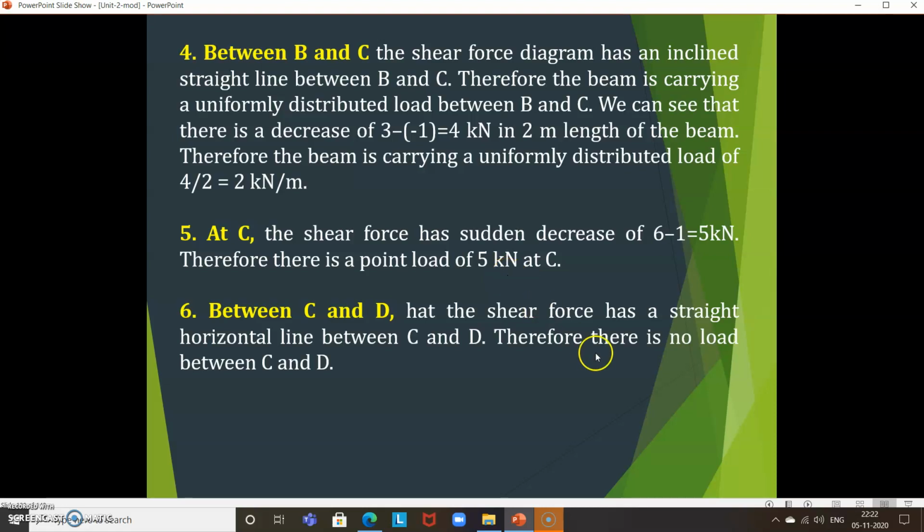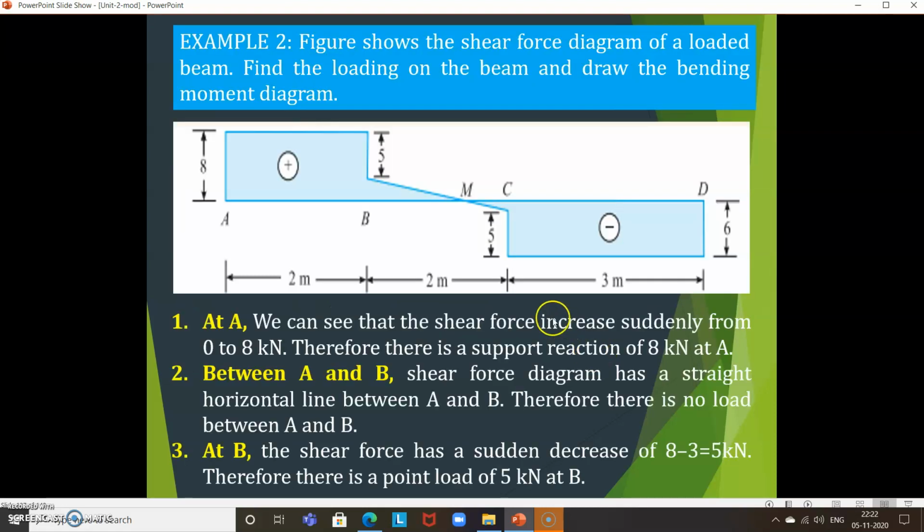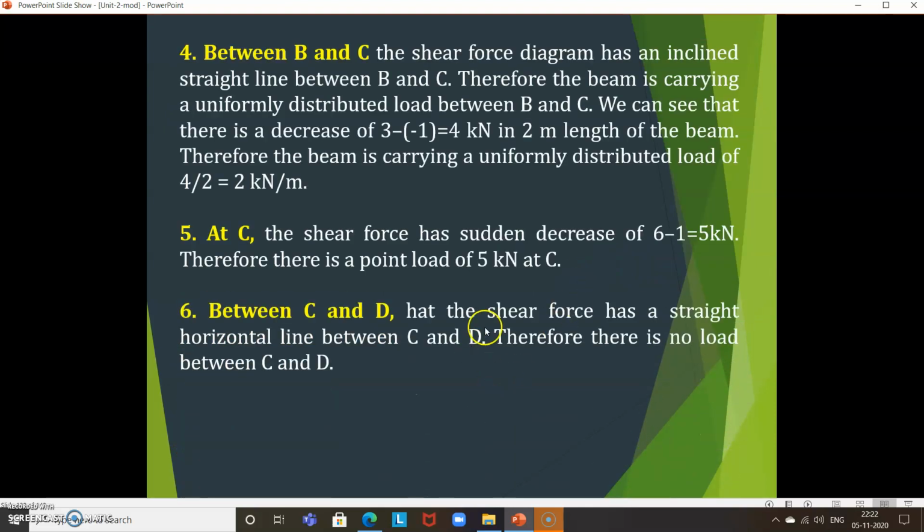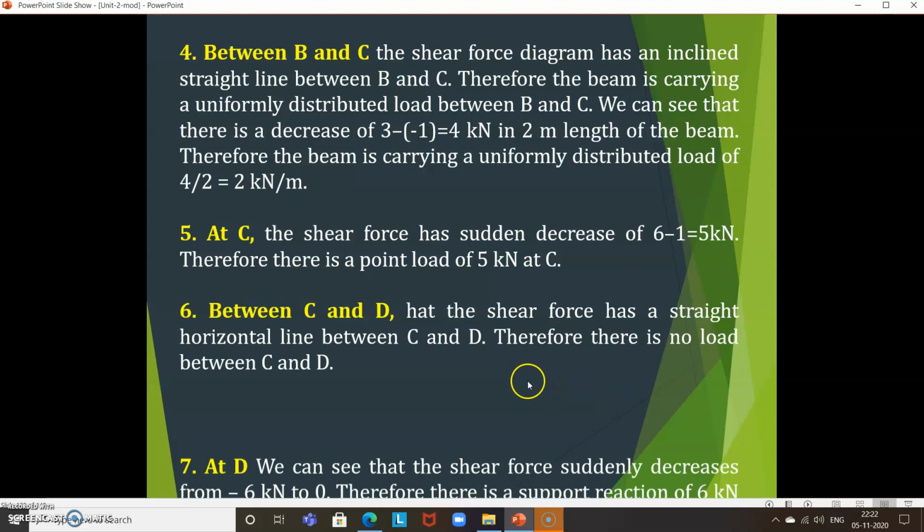Next, between C and D, there is a straight horizontal line, a rectangle shape. There is no load. Means there is no loading acting between C and D. That is the meaning. So there is no load between C and D.